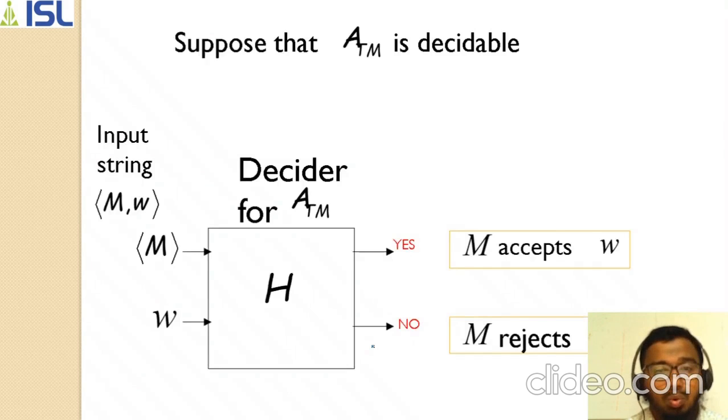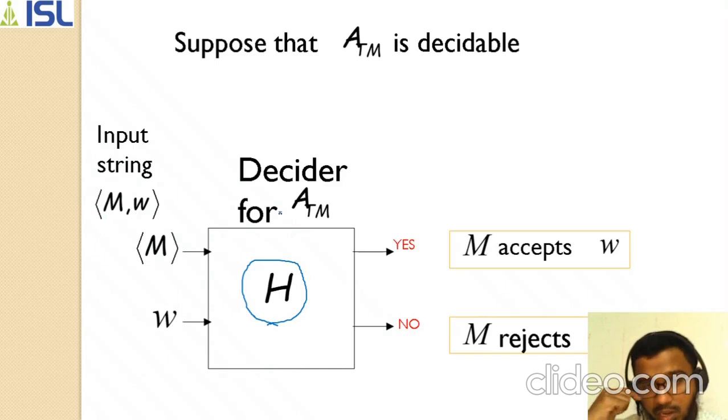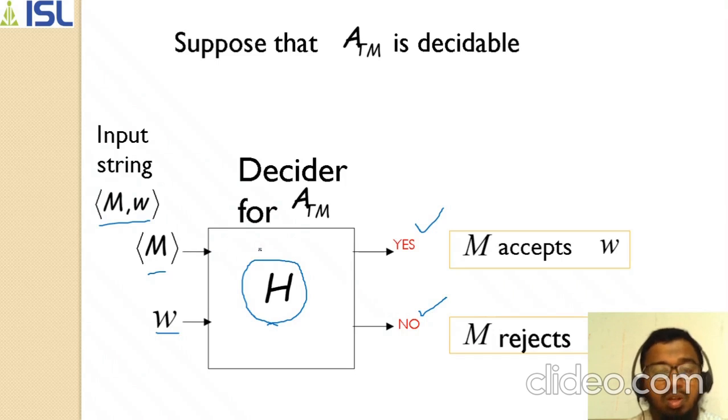First, suppose that A_TM is decidable. The input string is M comma W, and H is a halting decider for A_TM that answers yes or no: M accepts W or M rejects W. With the help of the decider for A_TM, we get the yes or no. Without the decider, we will not get yes or no.